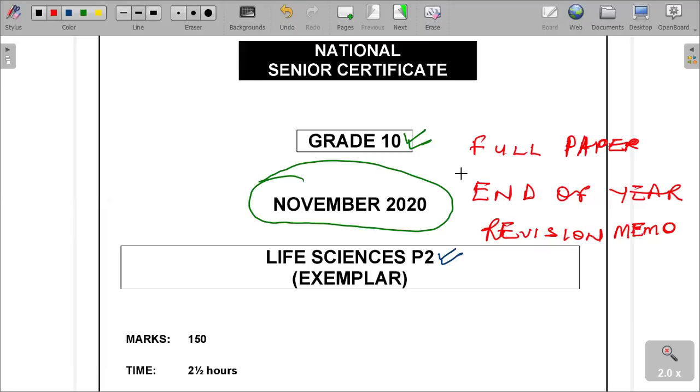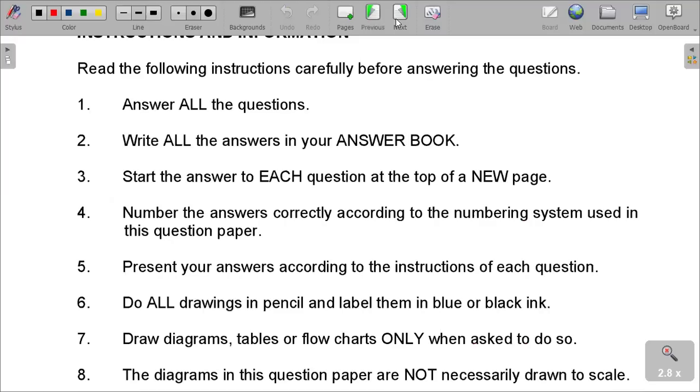This is a full paper for paper 2, the 2020 paper. I'm just going to go through with you everything that is in here. So let's just go to the instructions. I'm sure that when you are writing any paper, please take note of instructions. You answer all questions in this paper. You write all the answers in your answer book.